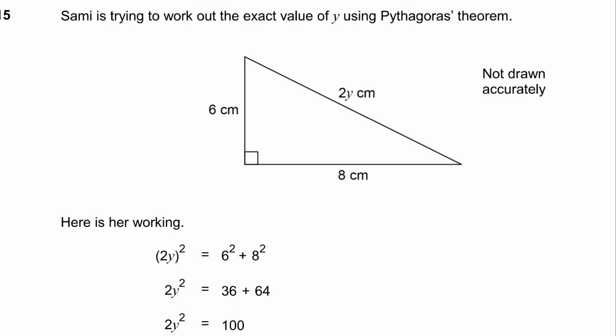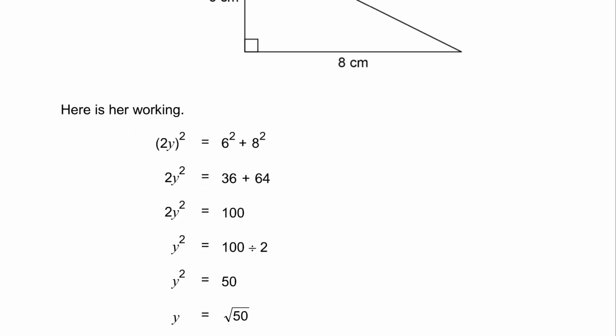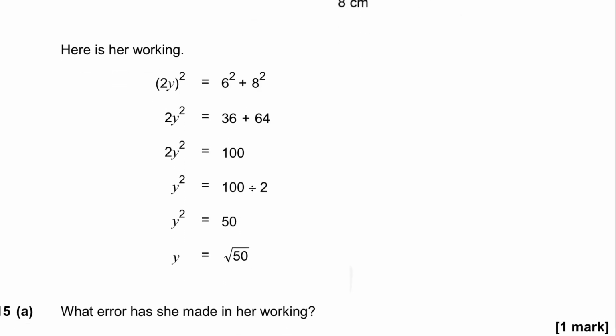Question 15. Sammy is trying to work out the exact value of y using Pythagoras Theorem. So I've got 2y on my hypotenuse there and 6 and 8, don't I? So here's her working. 2y squared is equal to 6 squared plus 8 squared, so 2y squared equals 36 plus 64, so 2y squared is 100, y squared is 100 divided by 2, y squared is 50, y is root 50. What error has she made with her working?